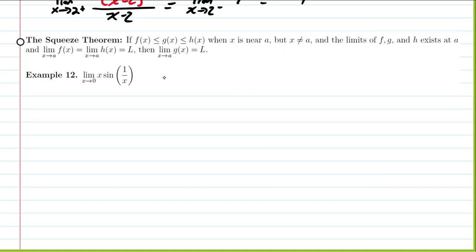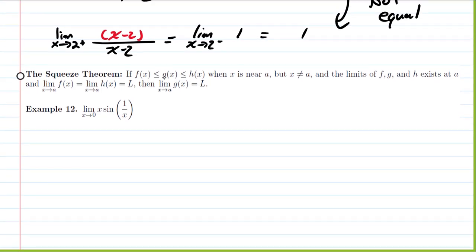It's called the squeeze theorem. If f of x is less than or equal to g of x, which is less than or equal to h of x, when x is near a but x does not equal a, and the limits of f, g, and h exist at a, and the limit as x approaches a of f of x equals the limit as x approaches a of h of x equals L, then the limit as x approaches a of g of x also has to equal L.